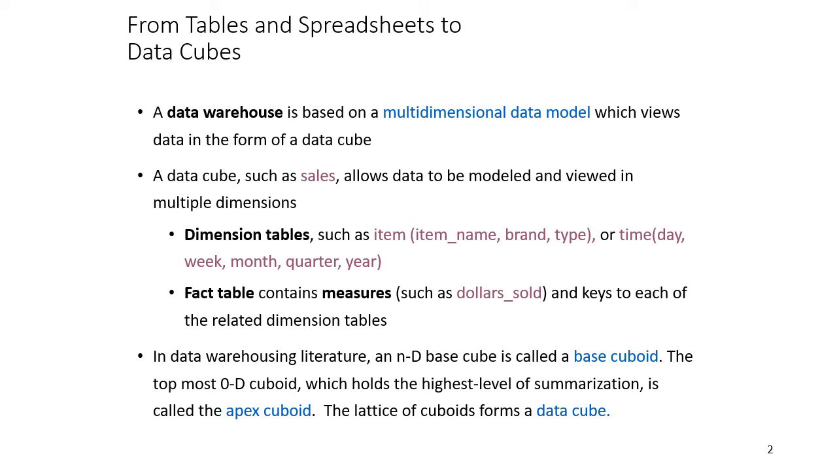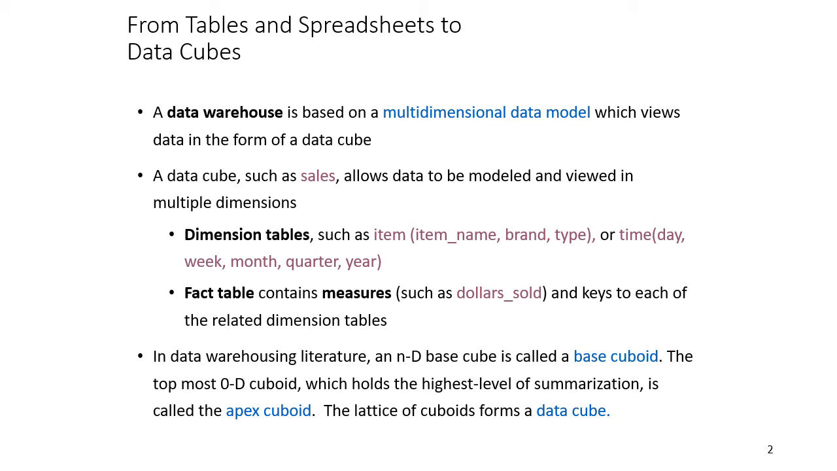Firstly, we want to explain that a data warehouse is based on a multidimensional data model which views data in the form of a data cube. So data cube is basically a multidimensional model which represents various dimensions of a data in a single structure. A data cube such as the sales allows data to be modeled and viewed in multiple dimensions, and the dimensions can be the items, time, or there can be multiple dimensions like city.